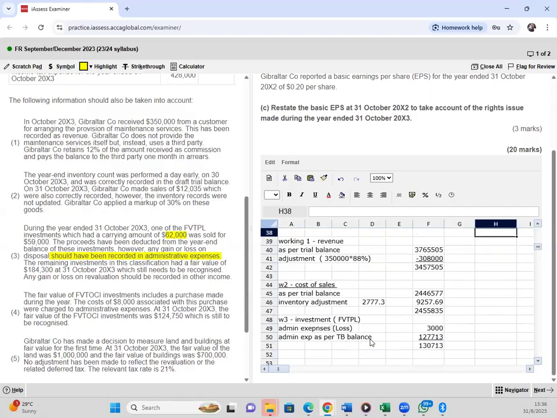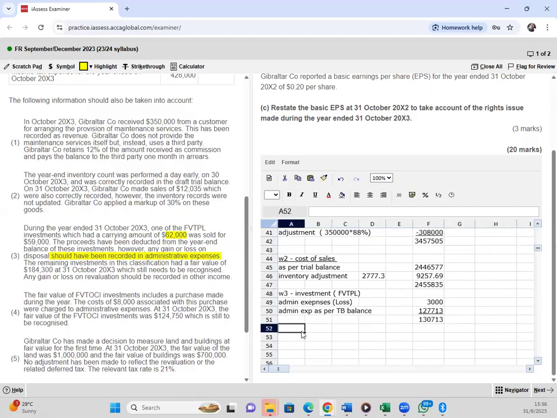Then let's move on and look at what else could be an issue. We have dealt with the disposal. Then we are told that the remaining investment in this classification had a fair value of 184 at 31 October 2023, which still needs to be recognized. Let's take note of this one. It means it has not been recognized. So for investment through profit and loss, any gain or loss on the investment, we take it to profit and loss, to the income statement.